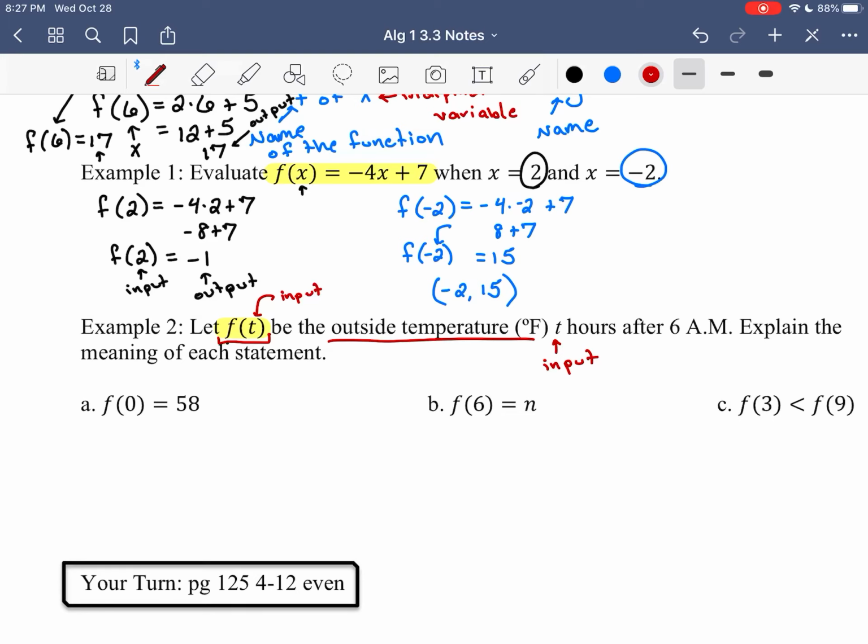All right, first of all, this is f of 0. This is t, my time. And we know f of 0 is equal to 58, so this is my output, my outside temperature. This tells me that at time 0, which is t hours after 6 a.m., so 0 hours after 6 a.m., that would be at 6 a.m., the temp is 58 degrees Fahrenheit.